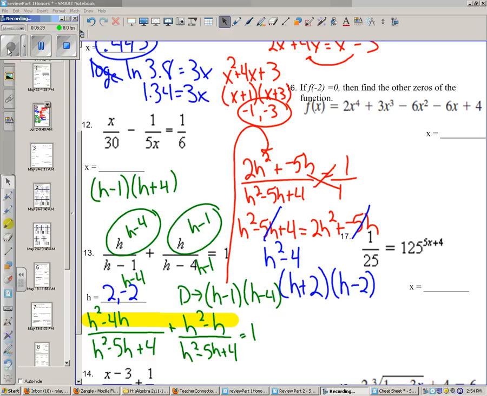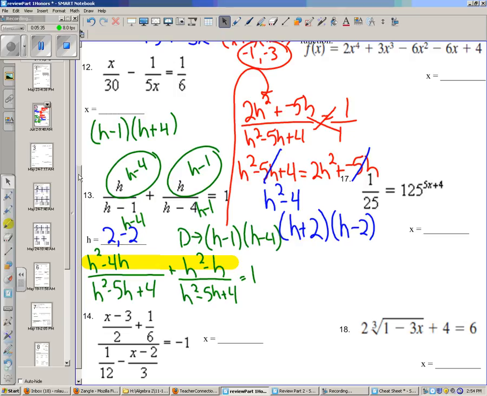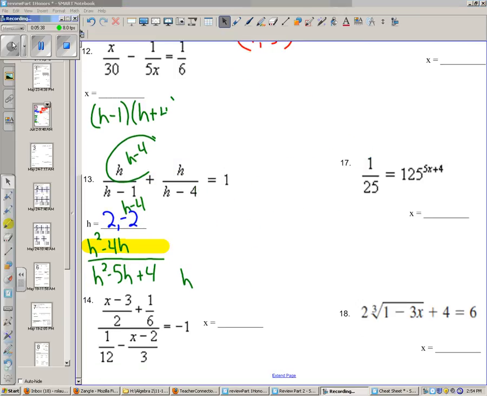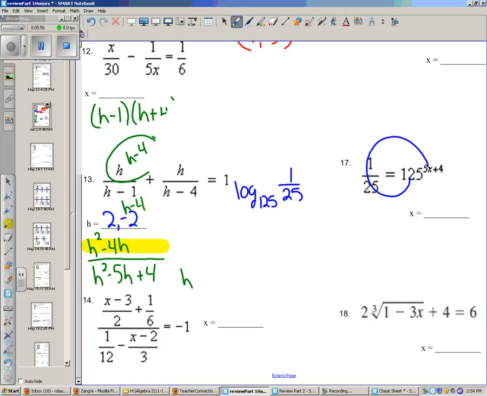All right, I am going to take a look at 17 on this page, and I'm going to take a look at 18 on this page. So I'm going to do a little racing first. All right, on 17, again, I'm solving for x, and it's an exponent, but I can loop if I want. So if I loop, again, it loops into a log. So here goes the loop. So I can do log 125 of my fraction, and that will equal the exponent of 5x plus 4.